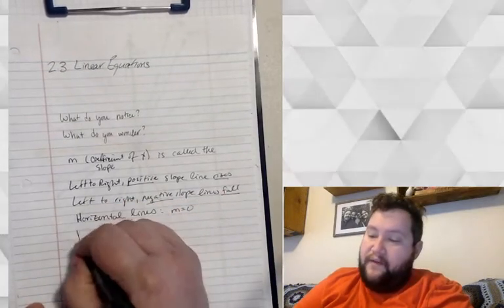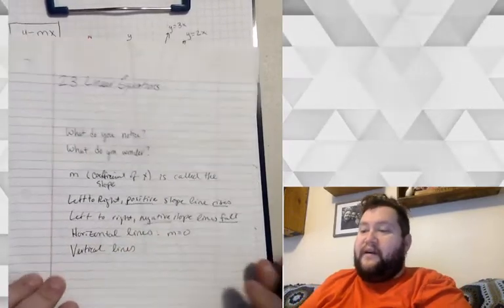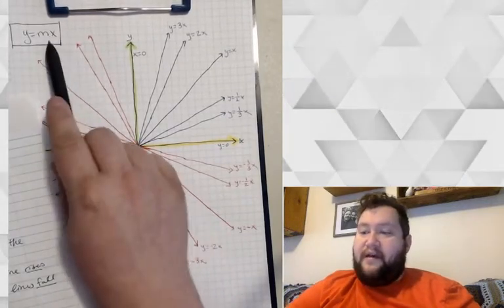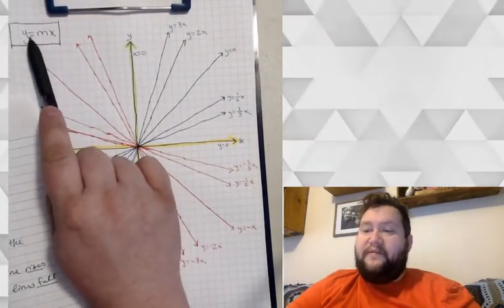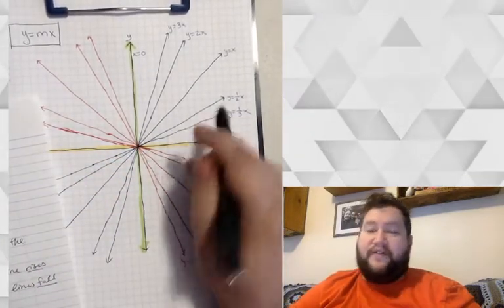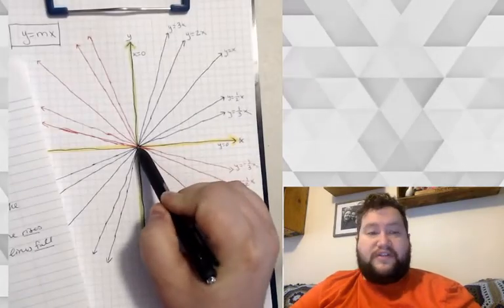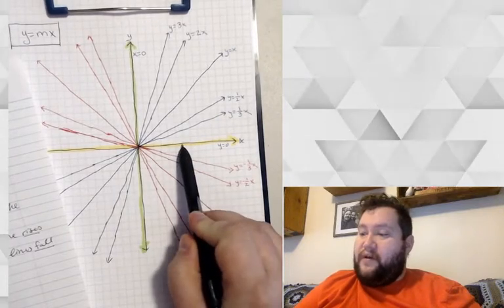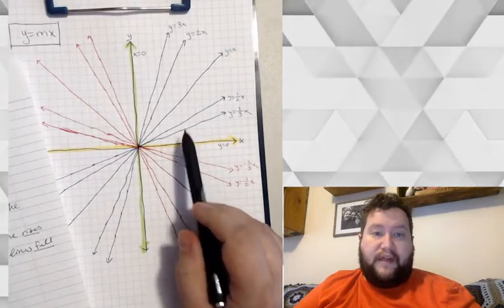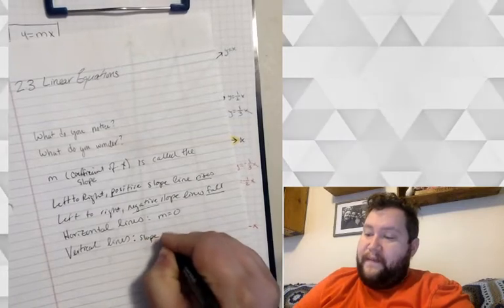And then for vertical lines, that's like our y-axis here. Notice they don't have an m at all. Here we just have x equals 0, so there's no y term. Or over here we would have x equals 6 being a vertical line, because that's all the points where the x coordinate is 6. The y-axis is all the points where the x coordinate is 0, because the origin is 0, 0. So for vertical lines, slope is undefined.